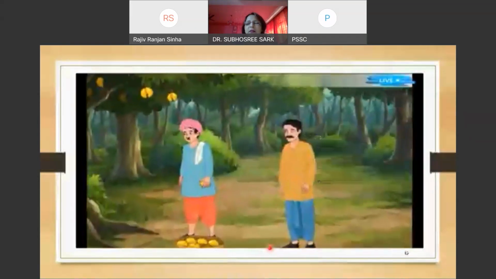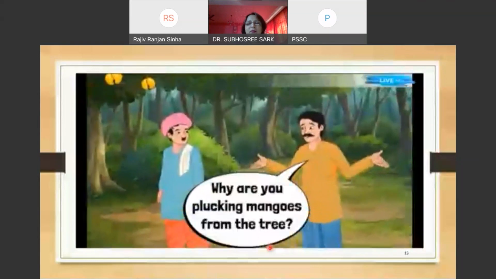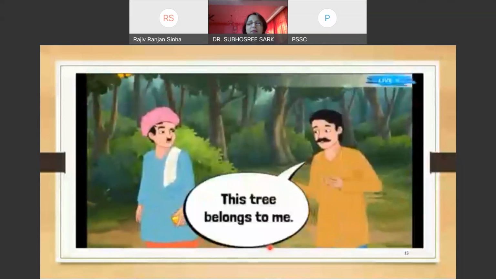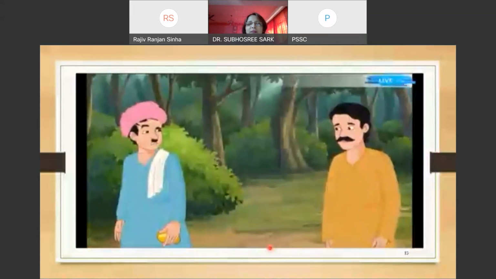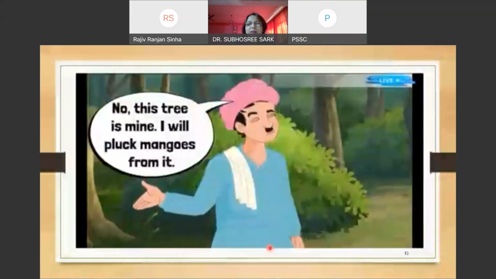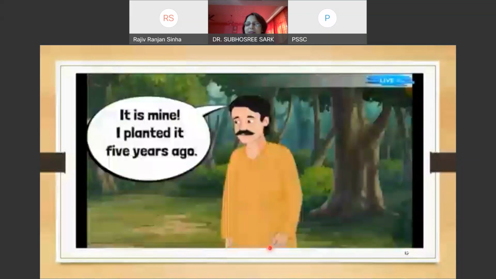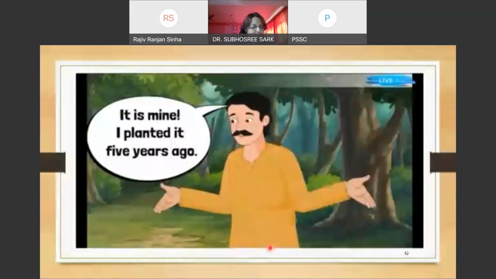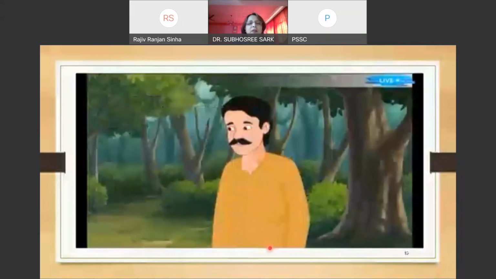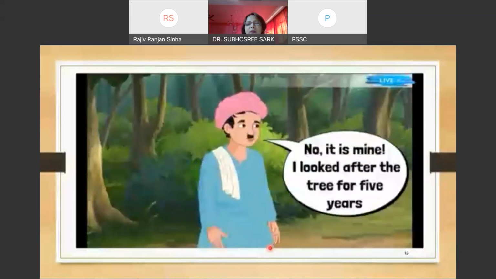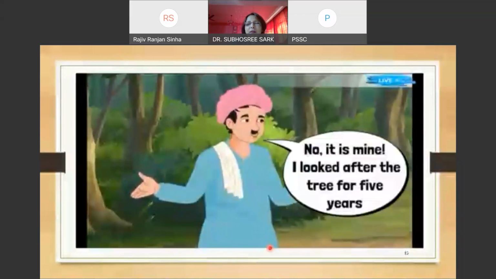Hello, Sohan. Why are you plucking mangoes from the tree? This tree belongs to me. No, this tree is mine. I will pluck mangoes from it. It is mine. I planted it 5 years ago. No, it is mine. I looked after the tree for 5 years.